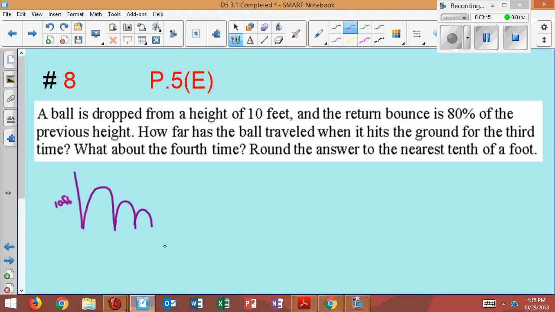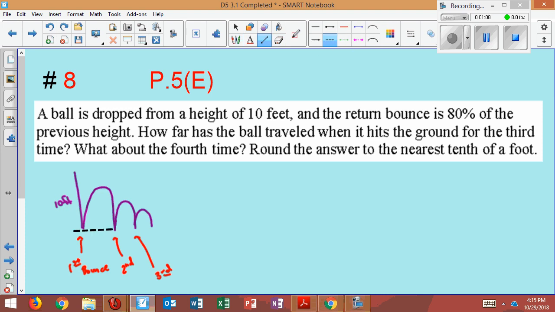Okay, so let's label this here. This is the first bounce. This would be the second bounce. This is the third. Now, it falls 10 feet. So if it falls 10 feet, let's talk about what the heights are. So here's the ground. And let me go back to my coloring here. Let me make sure this actually hits the ground there.